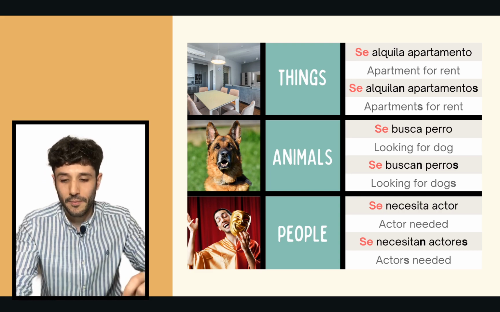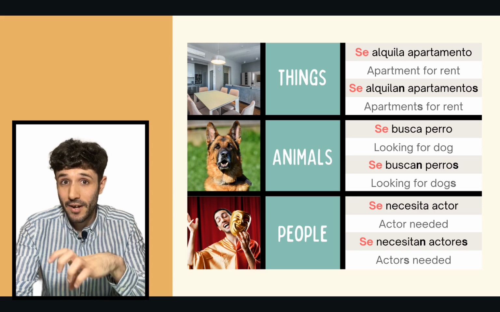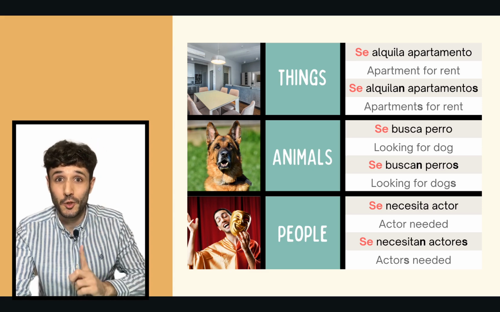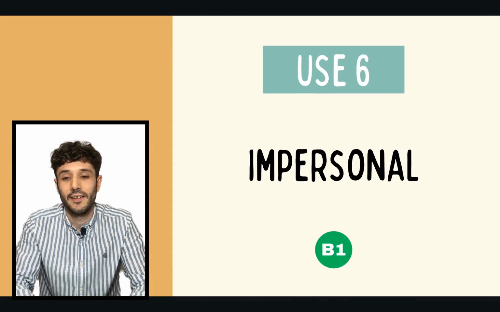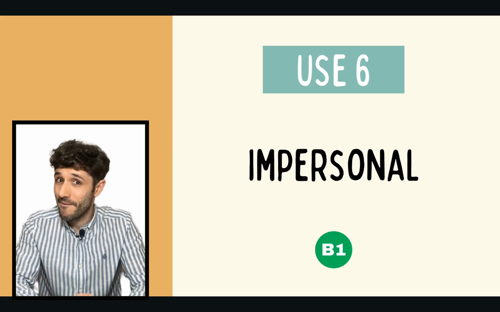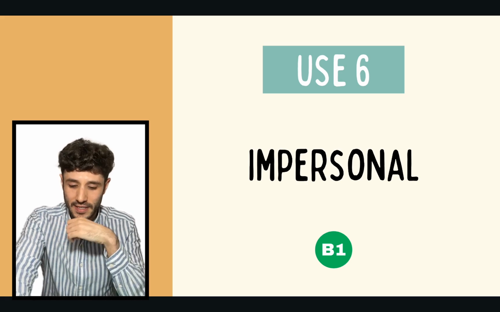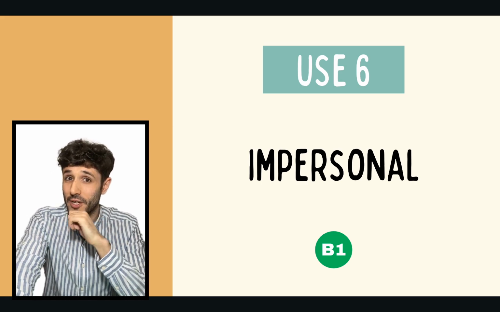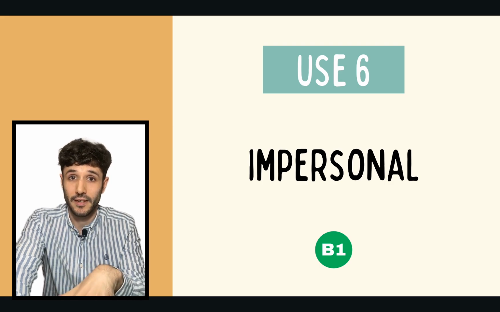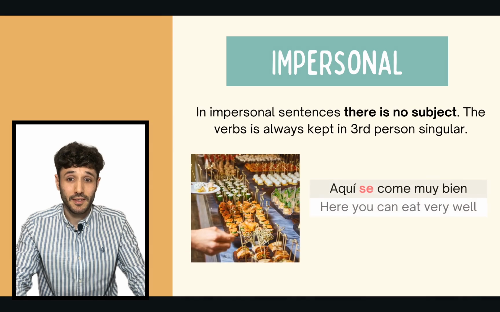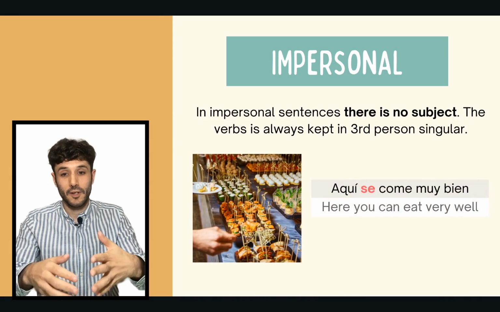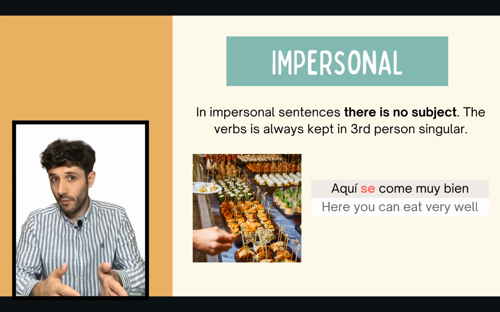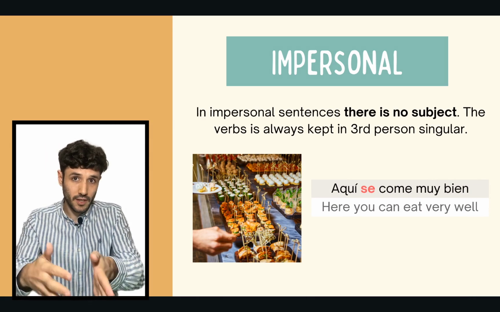Okay? So this use is very similar to the next use we are going to see, which is impersonal se. Very similar. Okay? What is the difference between passive voice se and impersonal se? Well, basically, in impersonal se, there is no subject. So the verb is always kept in the third person singular, which is él, ella, usted, he, she.